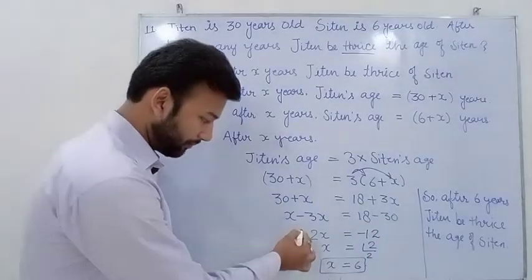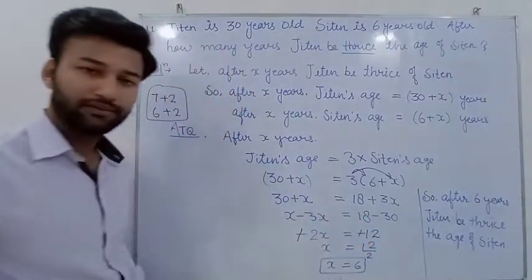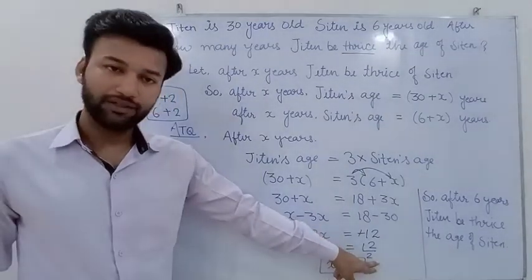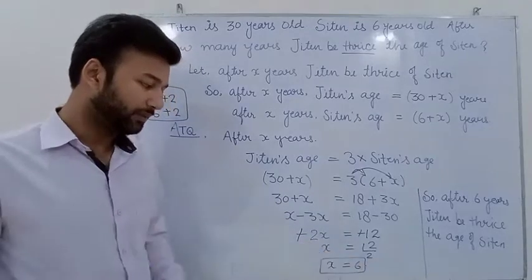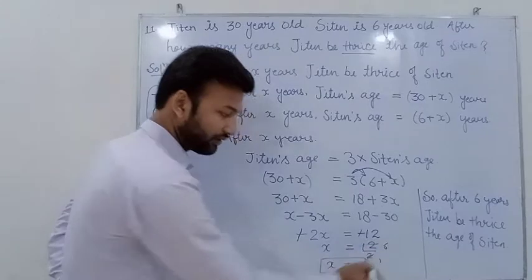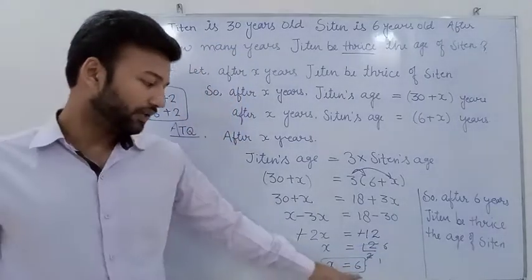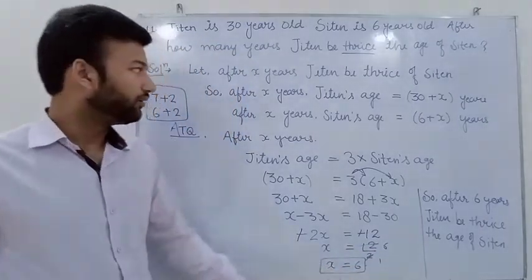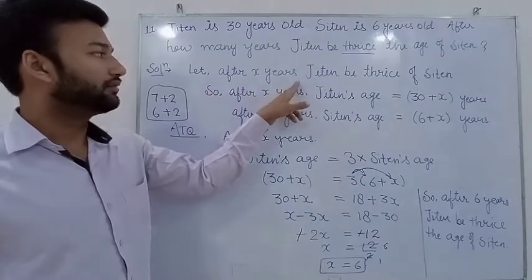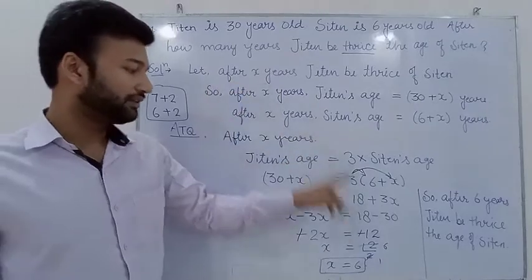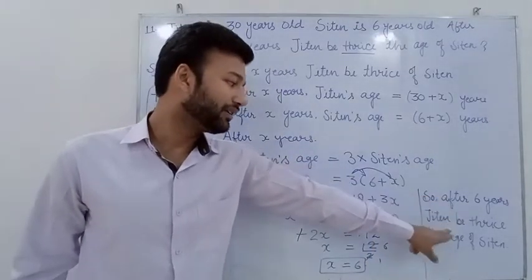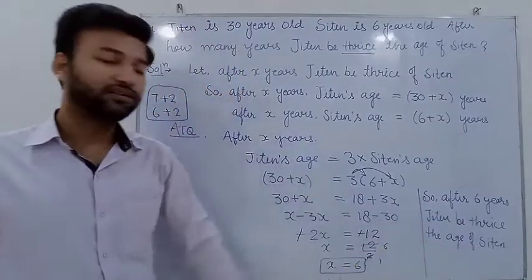Now you can see the minus signs cancel. Okay. See, x equals 12 divided by 2, because this 2 is in multiplication. Now they both are divisible by 2. 2 ones are 2 and 2 sixes are 12. So the value of x is 6. Clear? Now what we had considered, see, after x years. That's why the value of x is 6. So we will write: after 6 years, Jitin will be thrice the age of Sitin.